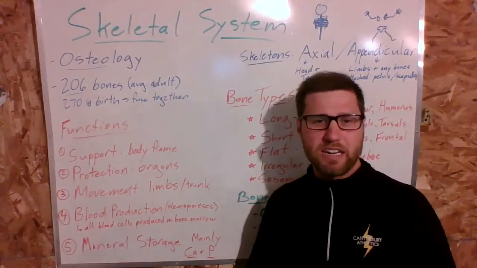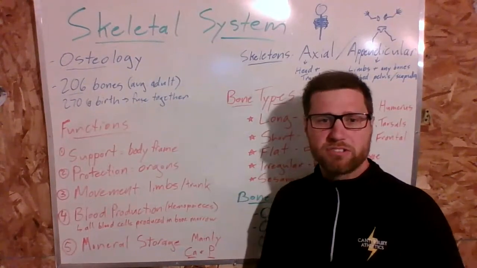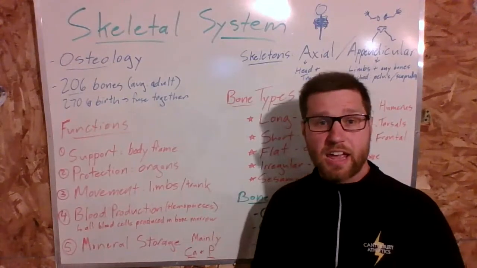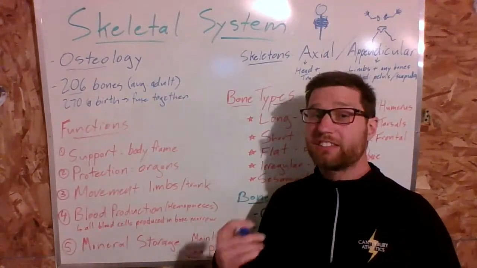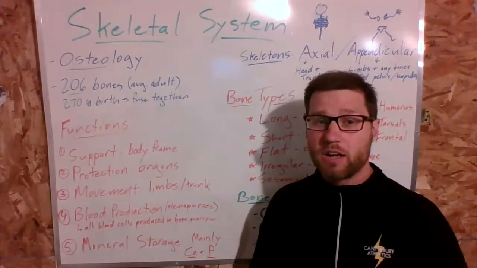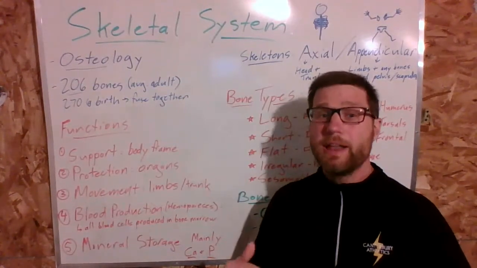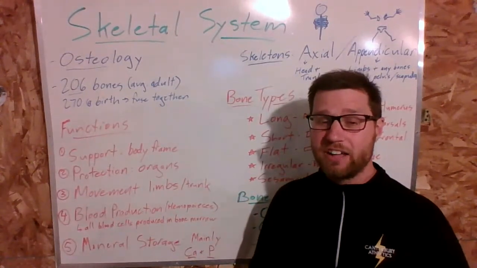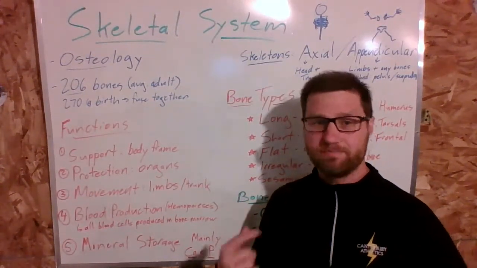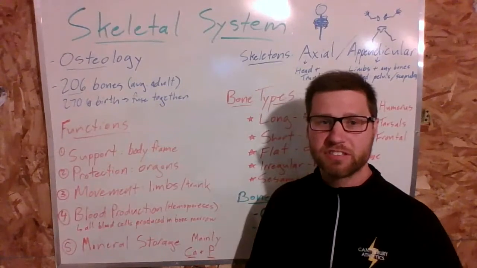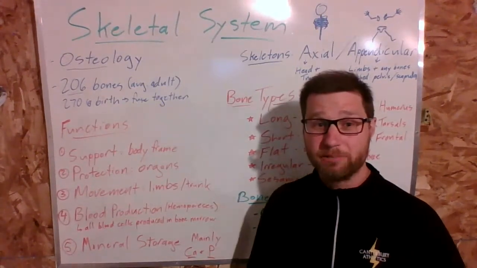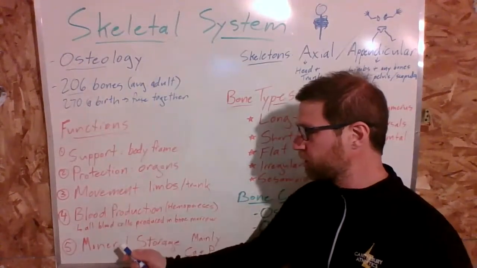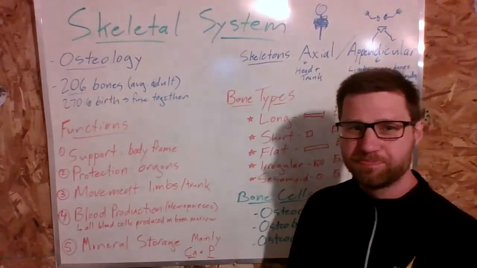You have some magnesium and some other smaller minerals, but it's really a deposit for calcium and phosphorus. And so if you're not getting enough of those in your diet, that's where your body starts to break down your bones, which is not a good place to be. But it is good to have a store of those minerals so you don't have to be constantly taking in calcium and phosphorus too regularly. So those are the functions: support, protection, movement, blood production, and mineral storage.